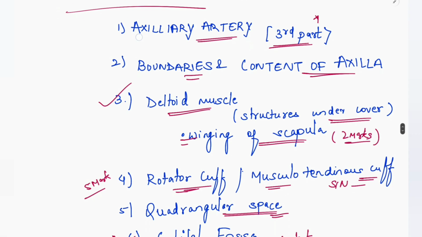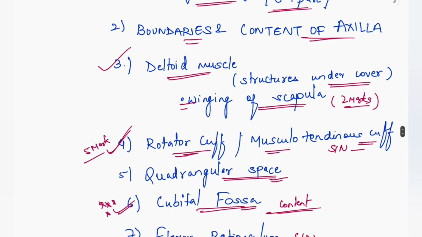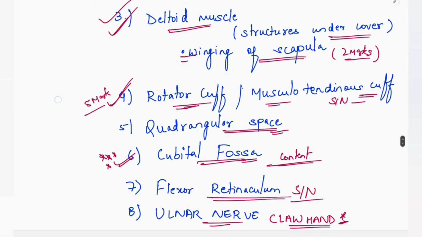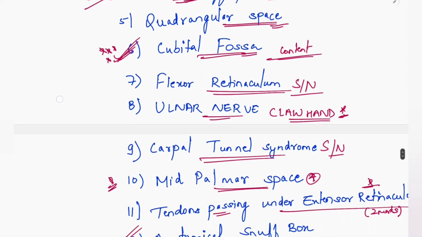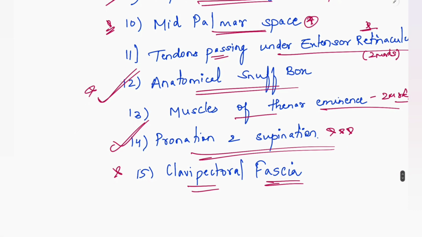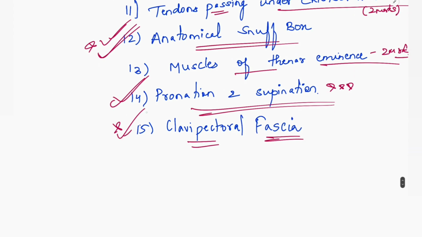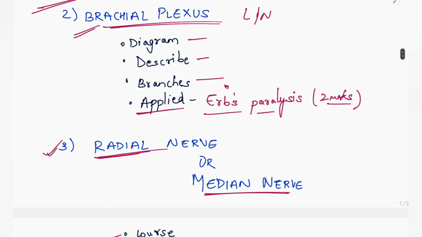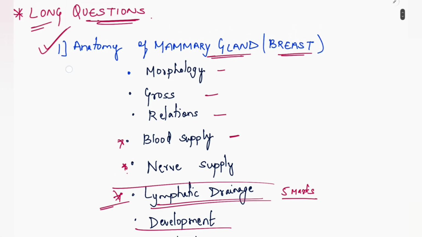Now on the short questions, the must-dos: rotator cuff, deltoid muscle is easy. Origin, insertion, nerve supply, I have a separate video of it also, so you can see that. And the axillary artery, third part, it's an important question. Cubital fossa is very important. Ulnar nerve, I've already told you. Carpal tunnel is important, and anatomical snuff box is important. Clavipectoral fascia is important, and pronation and supination are important. So these will cover all the important topics of upper limb. If you do these, I think you will get 100% marks from the upper limb if you write correctly.